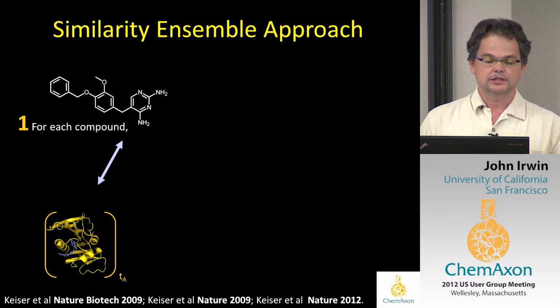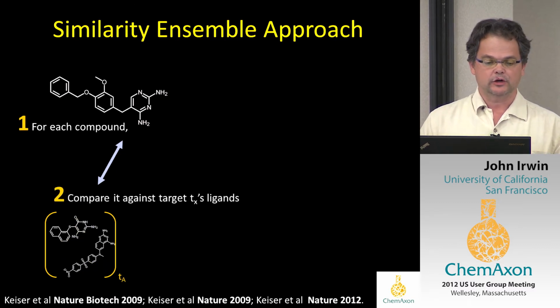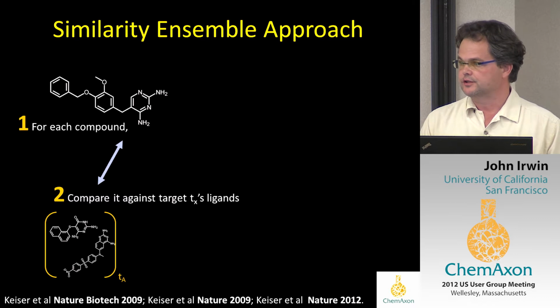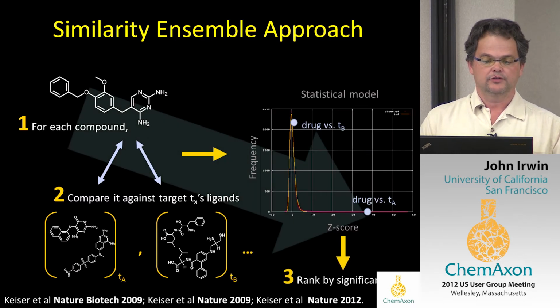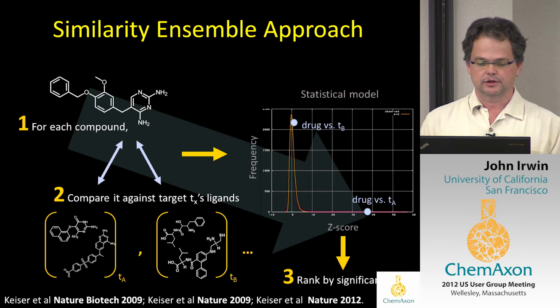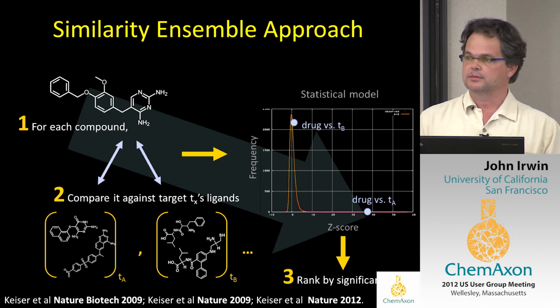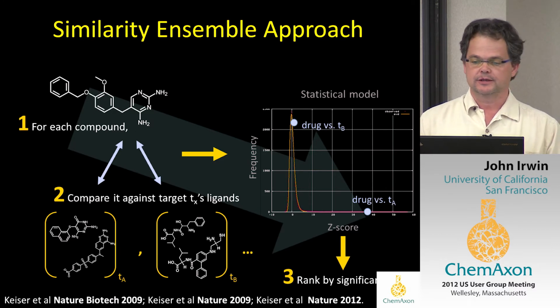So we represent proteins by the ligands that bind to them. For any compound, we simply compare it against all the ligands that are annotated for that target, for instance, dihydrofolate reductase or COX-2. Compare it to all of them. We build a statistical model based on the chance that molecules are similar simply at random, based on their fingerprints. And then we rank molecules by their significance. So the nice thing about this is that we get a statistical significance score for each of our predictions.